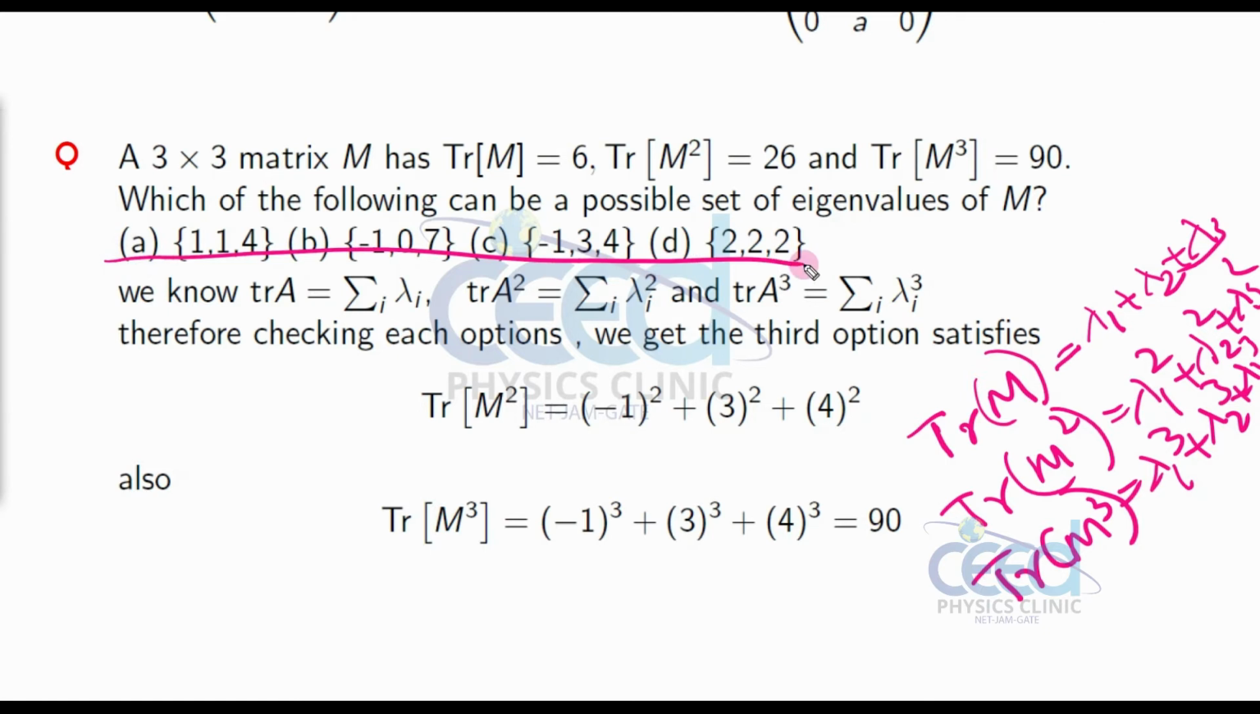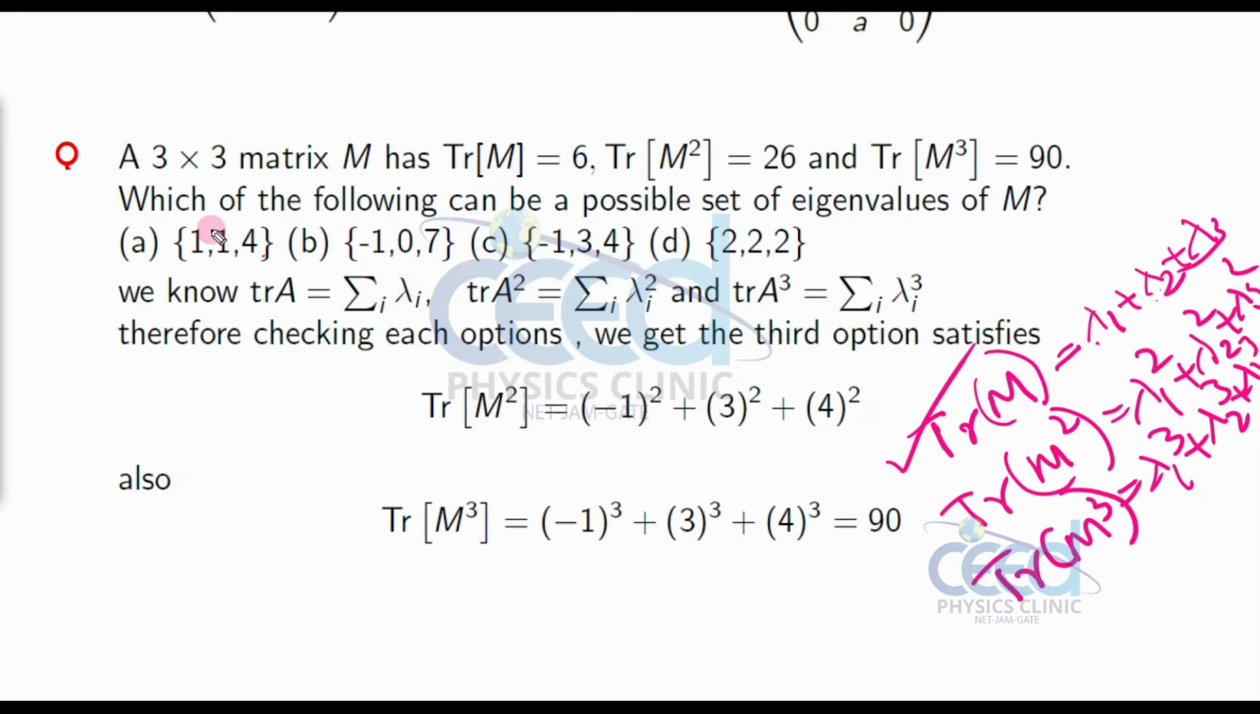Okay, so lambda 1, lambda 2, lambda 3 are the eigenvalues. Then the sum of eigenvalues will be the trace of the matrix. So 1 plus 1 plus 4, that is 6. Then trace of M is 6. Here also the sum is 6. Here also, 3 plus 4 is 7, minus 1, 6. Here also 6. So the first condition is satisfied by all, so we can't identify which option is correct. So let us go to the second condition.